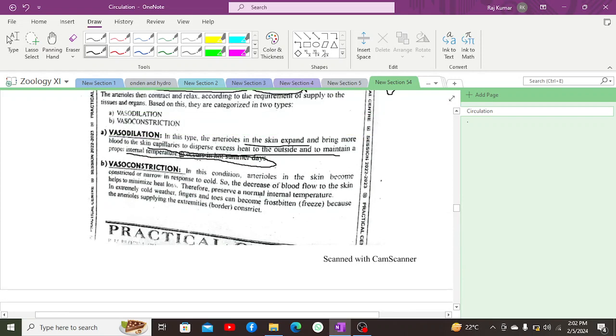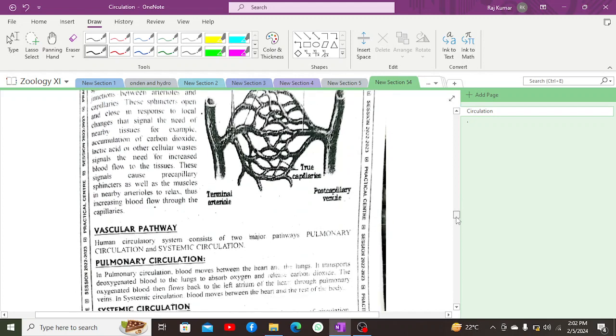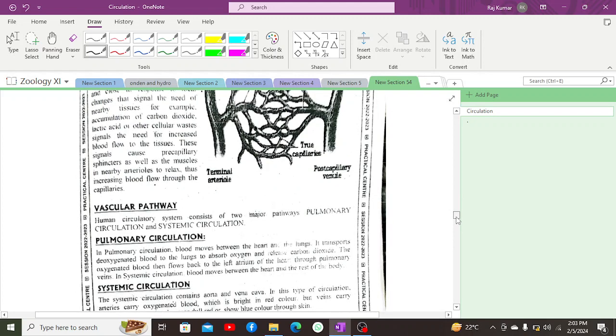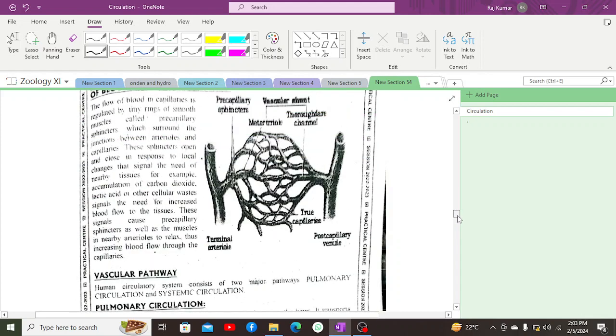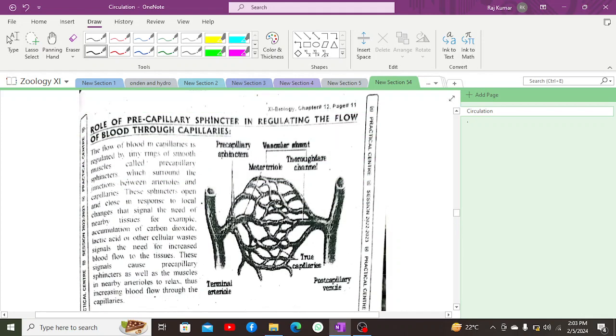sweat from the skin. After the vasoconstriction, in this condition, arteries in the skin become constricted or narrow in response to cold. So the decrease of blood flow to the skin helps to minimize heat loss, therefore preserving a normal internal temperature. In extremely cold conditions, fingers and toes can become frostbitten, because the arteries supplying the extremities are constricted.